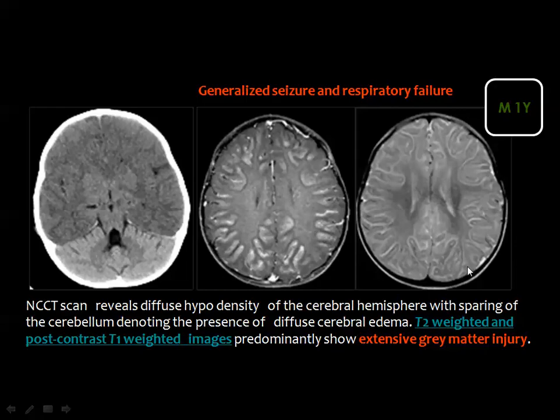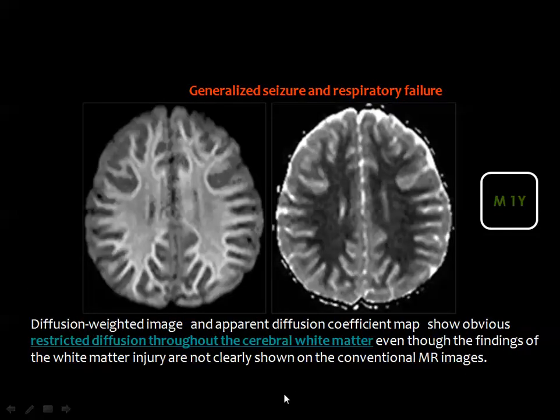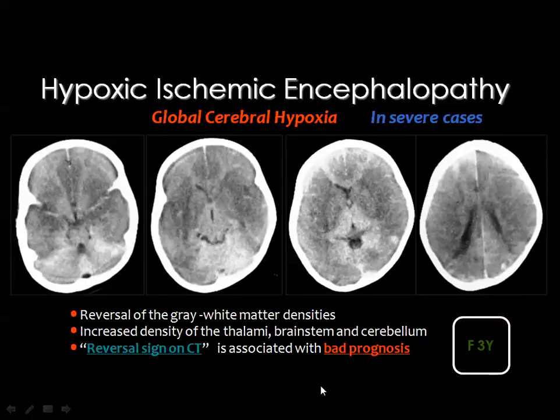If you see the post contrast image, you see the white matter is relatively myelinated, and there is some abnormal enhancement in the cortex of the brain corresponding to the areas of high signal in the T2 weighted image. But if you look to the diffusion weighted images, you can see that there is considerable diffusion restriction in the white matter denoting its involvement.